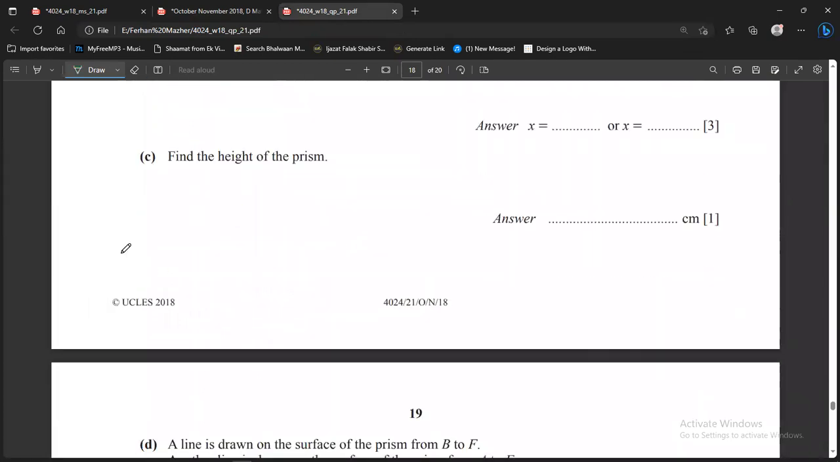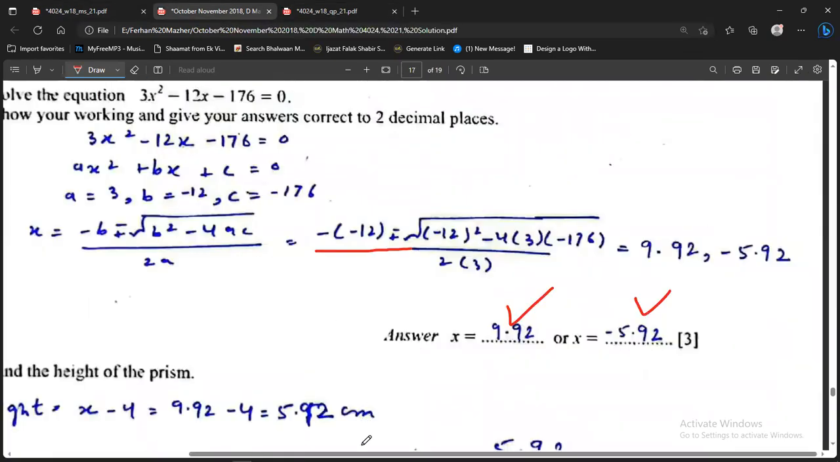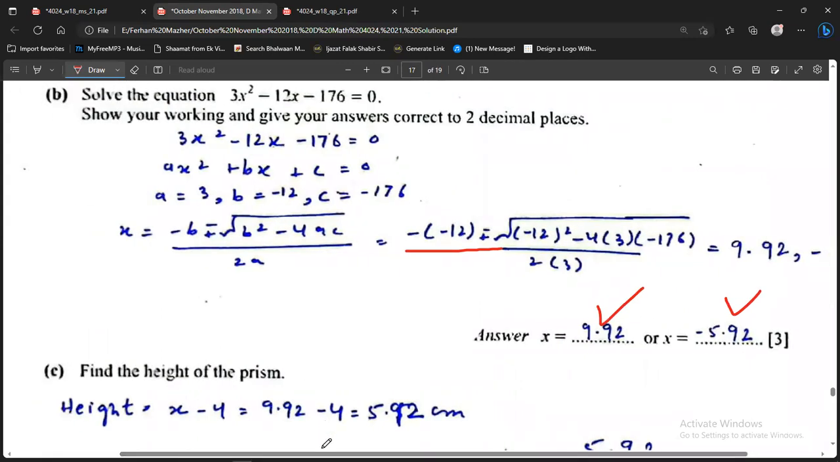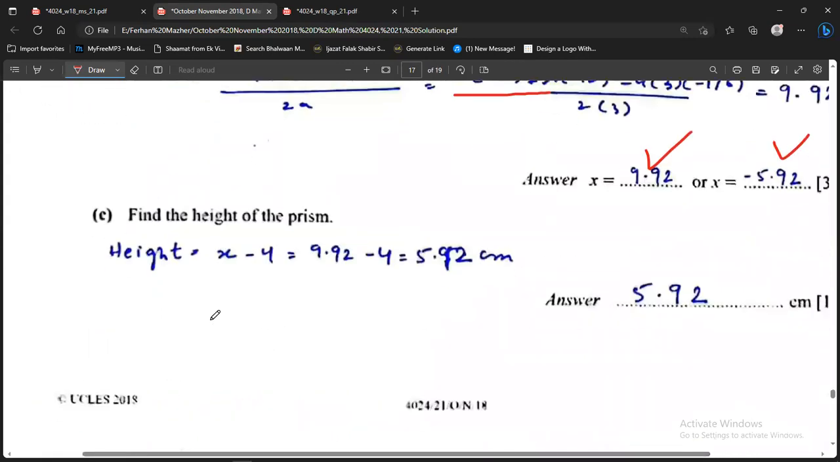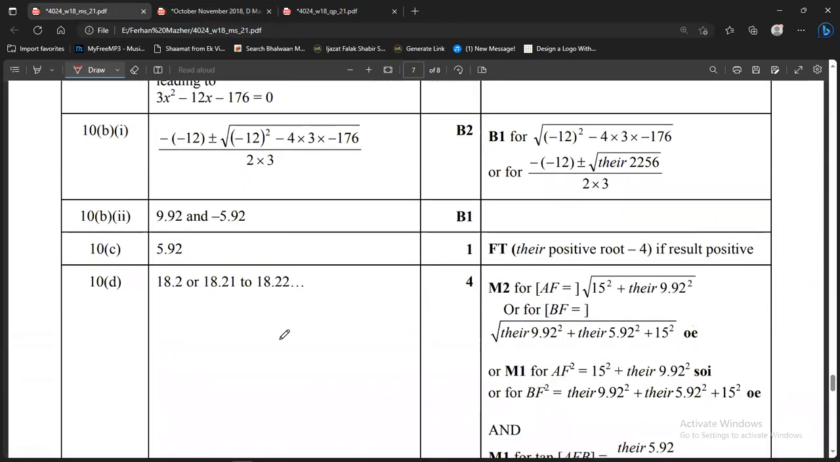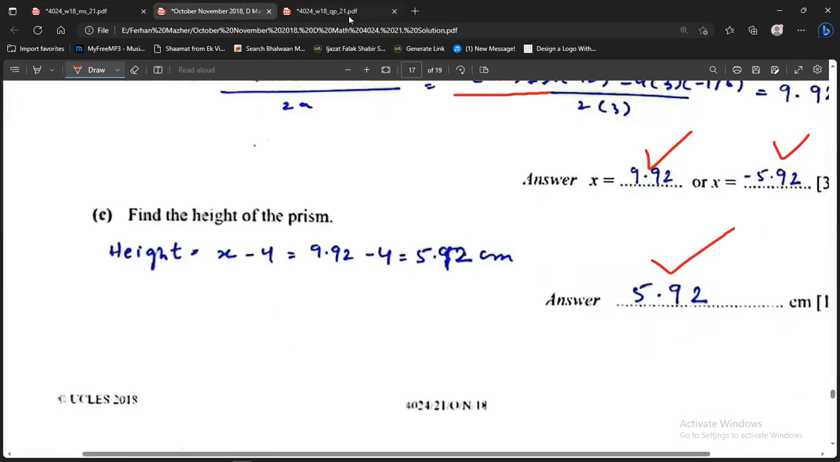Then the question is find the height of the prism. Okay, so I know the dimensions of that prism. I know the length and I know the width. We know the x value here. The negative value just neglect it. This positive value is good. Height of the prism is x minus 4, as we supposed at the start of the question. So it will be 9.92 minus 4, and that will be 5.92. So the height of the prism will be 5.92, I hope. 5.92 is the right answer, sir. And this is the solution.